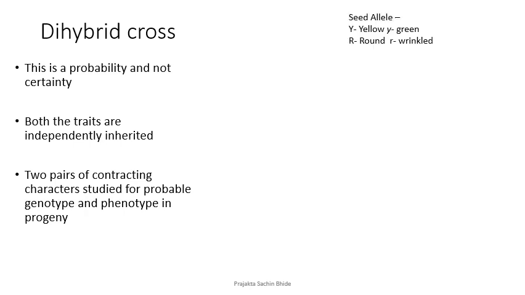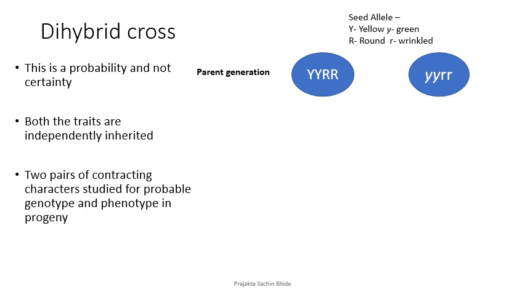In the upcoming offspring or progeny, let us take an example of a seed allele. I am taking a yellow and round seed parent and crossing it with a green and wrinkled seed parent. In the parent generation, if you remember, both the parents would be homozygous, which means one has capital Y, capital Y, capital R, capital R, and the other has small y, small y, small r, small r.